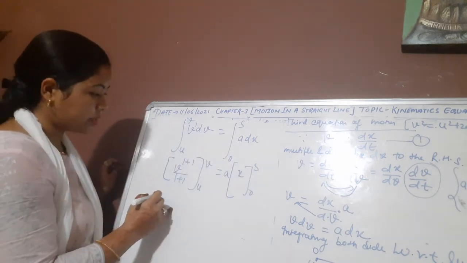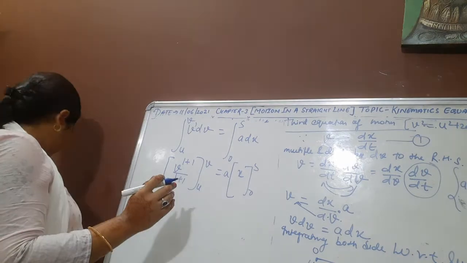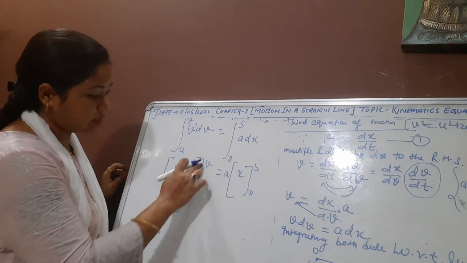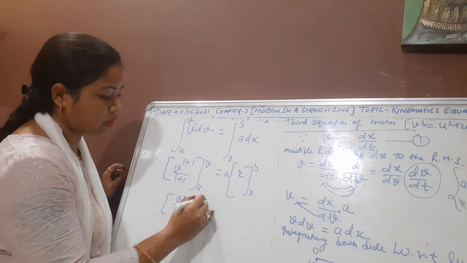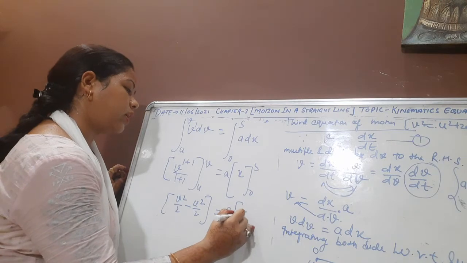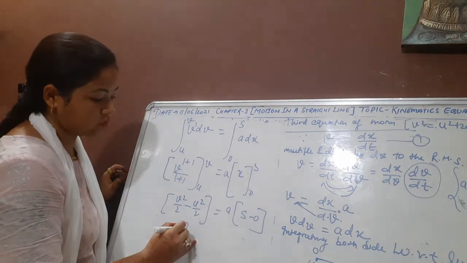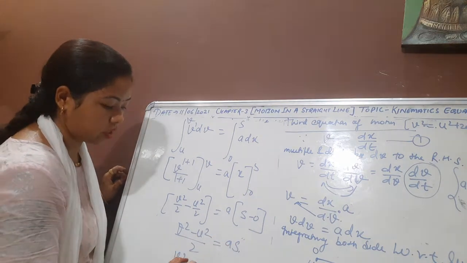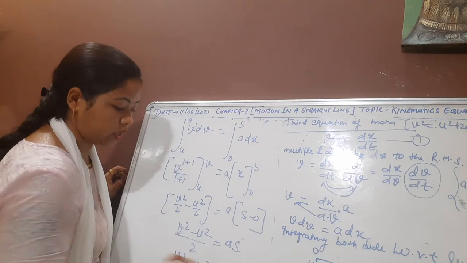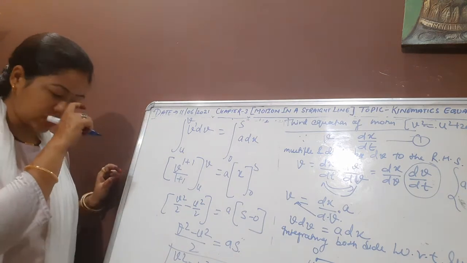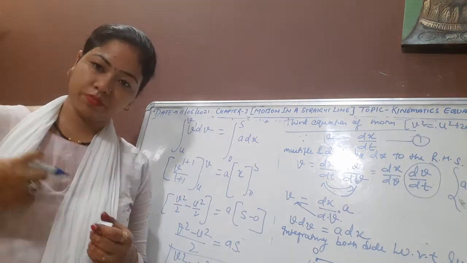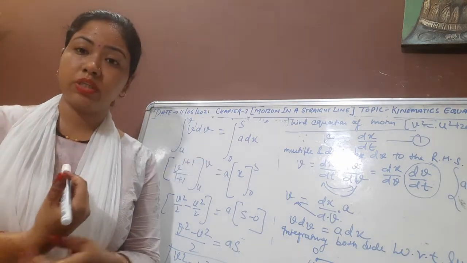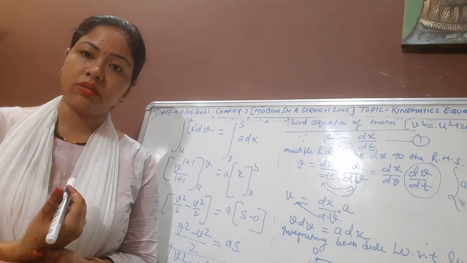Now we'll place the limits: v square by 2, upper limit minus lower limit u square by 2, equals a s minus 0. Now we can write down v square minus u square by 2 equals as, and we can write v square minus u square equals 2as, or you can write v square equals u square plus 2as. So these are the three equations of motion which we formulated by the calculus method, right children?